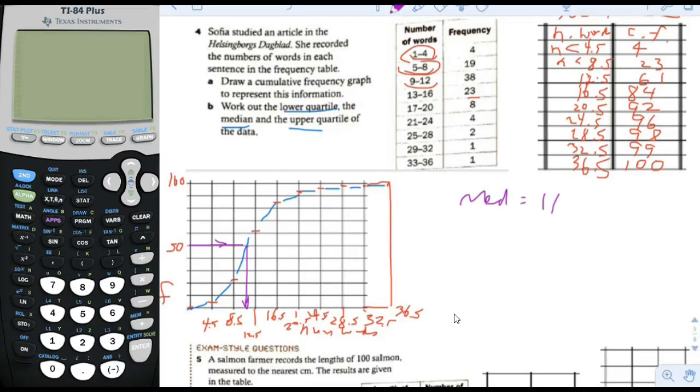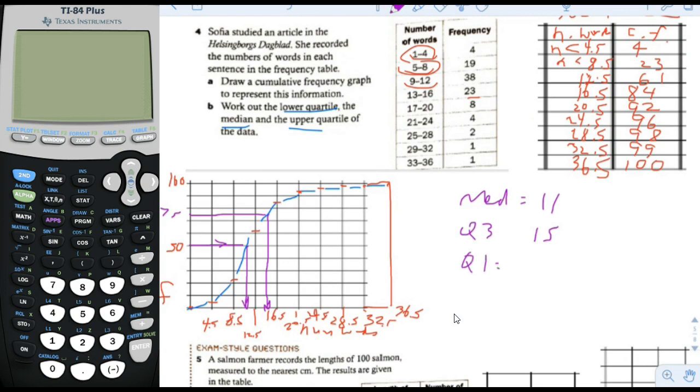And then we'll do 75 for Q3. It would be about there, right? It's really nice when they give us a cumulative frequency that adds up to 100, right? It's easier to do these graphs. So this would be about a little bit more than 14.5, maybe 15. That would be Q3. What about Q1?